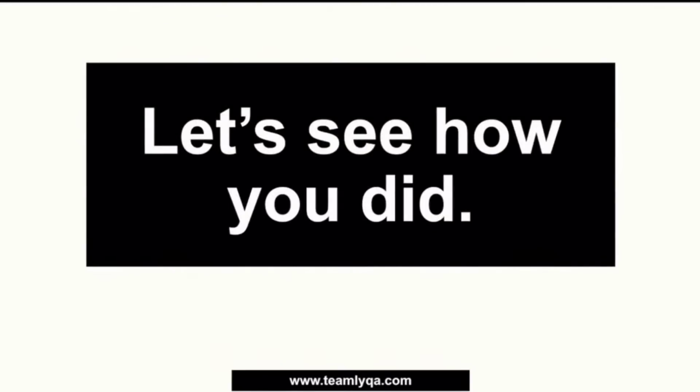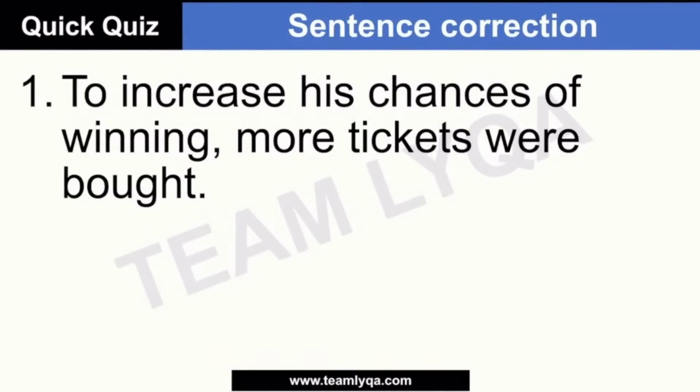Alright, let's see how you did. Sige, let's start with the first sentence. Sabi dito, to increase his chances of winning, more tickets were bought. Okay. To increase his chances of winning, more tickets were bought. But if you see right here, who did the buying ng tickets? Diba? More tickets were bought. Walang subject. So, kanino natin ikakabit yan? Meron tayong clue right here, kasi sabi dito, his chances of winning. So, the subject is a male.